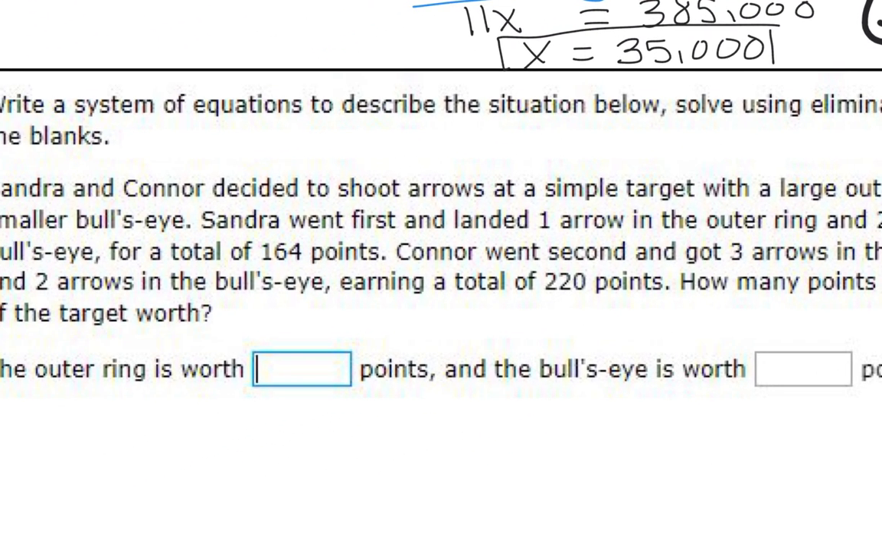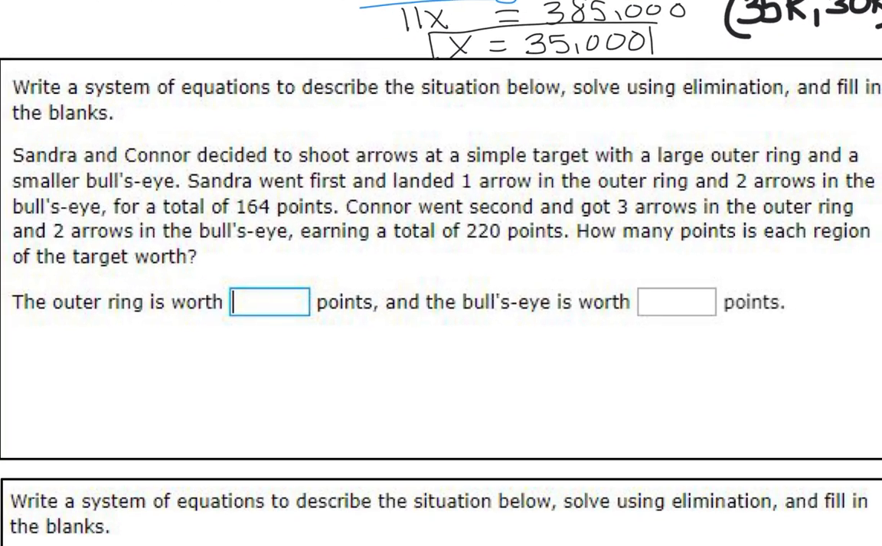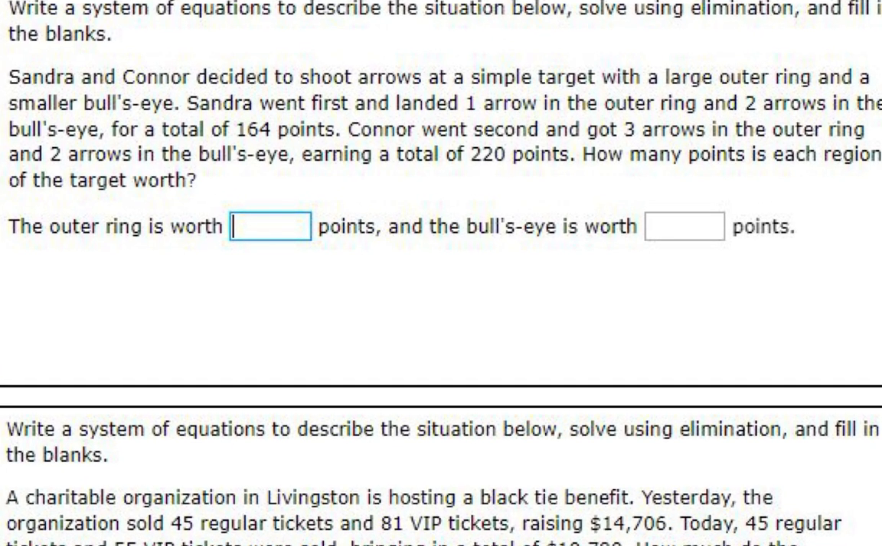All right. These are some equations that you'll see on either Delta Math or iXcel. Okay, write a system of equations to describe the situation below, solve using elimination, and fill in the blanks. Okay, Sandra and Connor decided to shoot arrows at a simple target with a larger outer ring and a smaller bullseye. Okay.